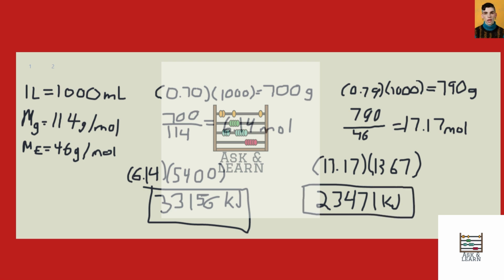So that means that 1 liter of gasoline produces more energy than 1 liter of ethanol. This is one of the reasons we use gasoline-powered cars as opposed to ethanol-powered cars, even though ethanol is a usable fuel source.